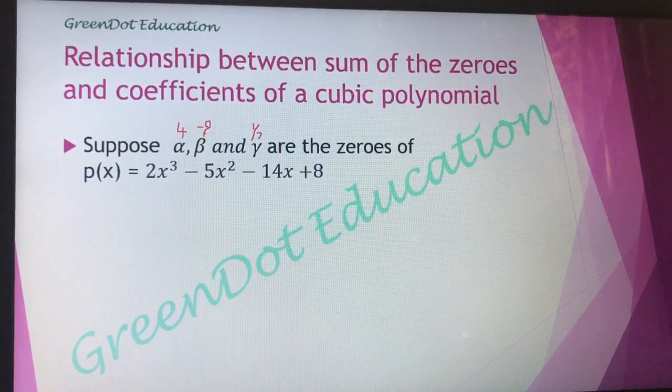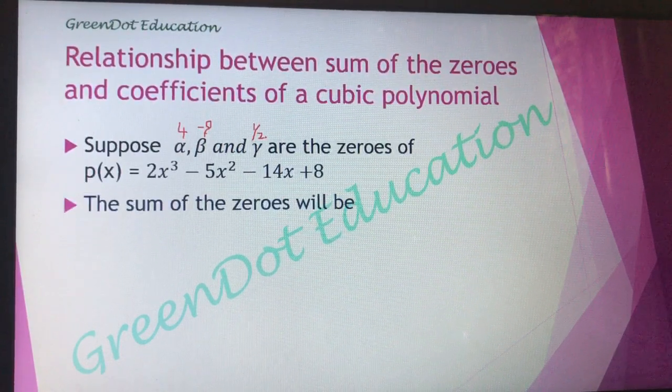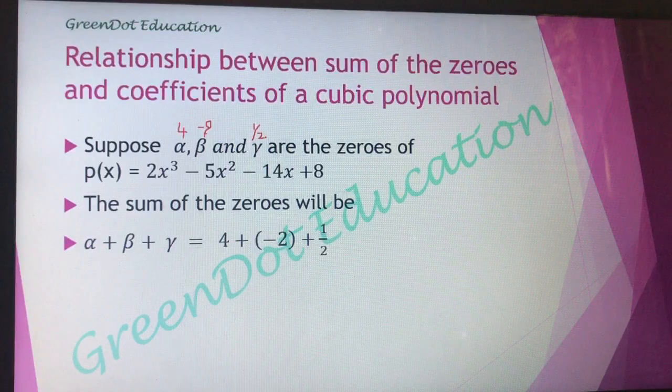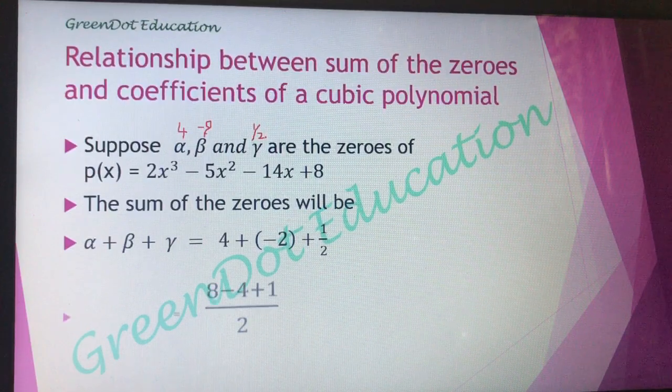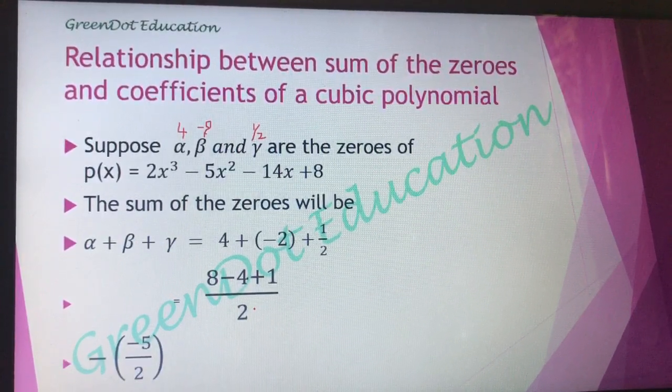So using these values for the given polynomial, we find out the sum of the zeros. That is, the sum of the zeros, alpha plus beta plus gamma, will give us 4 plus minus 2 plus half. Now here we have a fraction in the last term, so taking LCM of this, we have to multiply both these terms with 2. That is, 4 multiplied by 2 will give us 8, and minus 2 multiplied by 2 will give us minus 4, and plus 1 divided by 2. So solving this, we get 5 upon 2, which also can be written as negative of minus 5 upon 2.